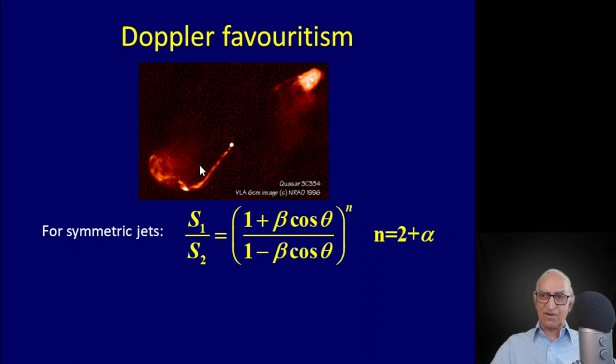Here is an example of a jet emitted by a quasar. One jet is moving in our direction, the other jet is moving in the other direction. You see, the difference in surface brightnesses is so enormous that you don't even see the other jet. This is known as Doppler favoritism. In other words, even though there are two jets emitted by the black hole, you only see the one that is coming towards you because its surface brightness has been boosted by the Doppler shift of the frequencies.